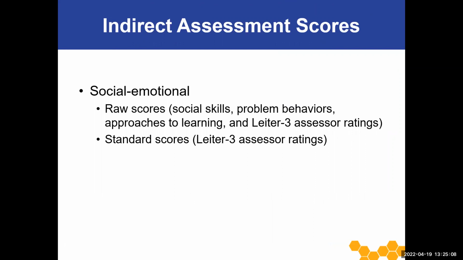And here for the indirect assessment scores, there are a set of criterion or raw scores of children's cognitive skills around emergent literacy and social emotional development that include social skills, problem behaviors, and approaches to learning that were derived from responses on the teacher-child report. Scores capturing children's social skills and problem behaviors are derived from several established rating scales for young children. The assessor reported scores of children's cognitive and social behavior, such as attention or sociability, during the direct assessment included both raw and standard scores derived from the Leiter-3 examiner rating scale.